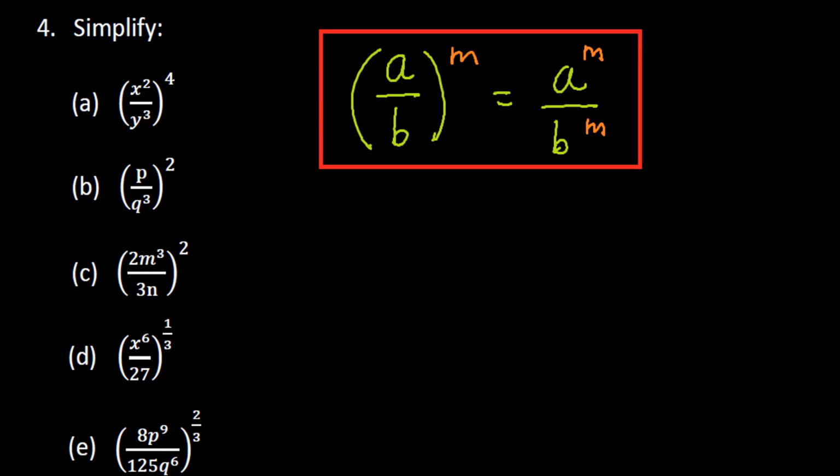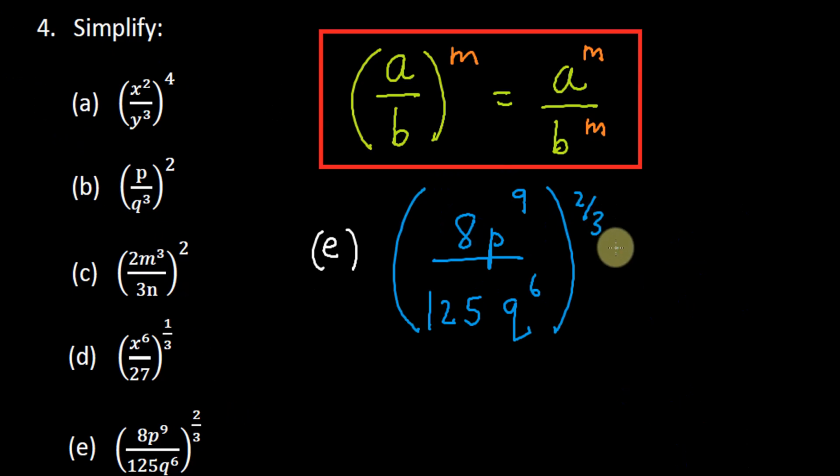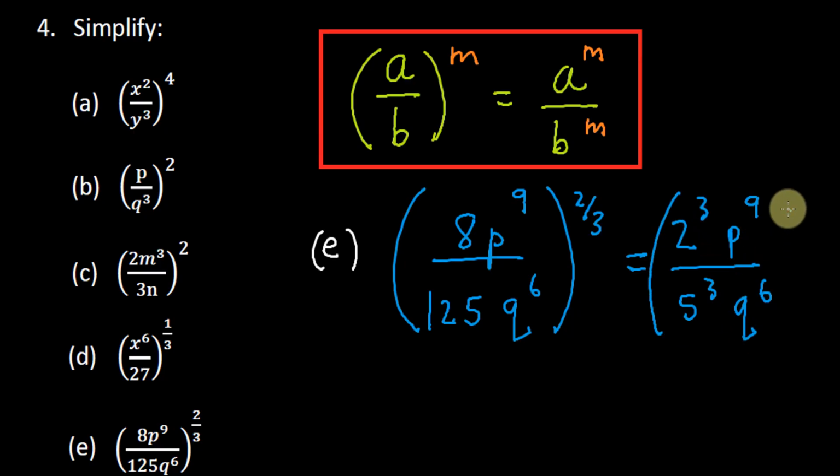Then going on to E, we can write both 8 in the numerator and 125 in the denominator in terms of their prime factors. We know that 8 will be 2 cubed, and 125 is 5 cubed. Now we can apply this exponential law and multiply the powers inside the brackets by the power outside the brackets for both the numerator and the denominator.